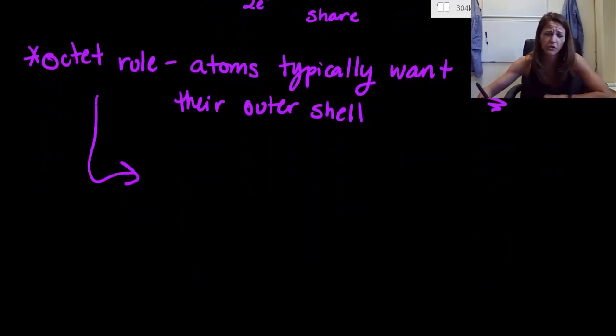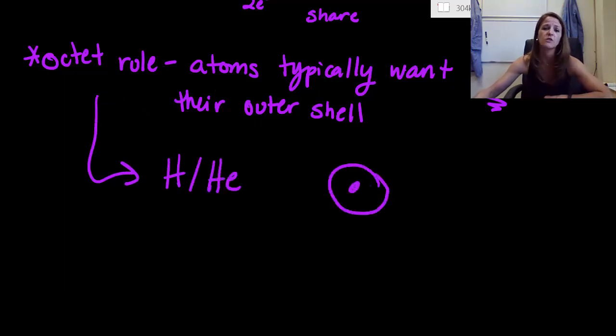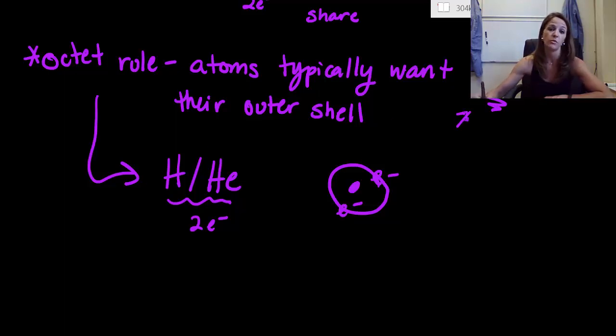So what I'm going to do is show you kind of an exception: hydrogen and helium. If you recall, these are the elements that have just that innermost electron shell, and what we know about that shell is that it will only allow 2 electrons. So whenever we're doing hydrogen and helium, we must remember that they really want 2 electrons, not 8. Everybody else wants 8 valence electrons, but hydrogen and helium only want 2.